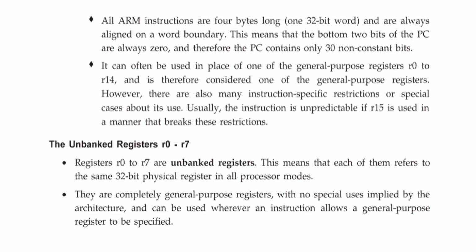If you go back, sorry, I can't seem to go back. Anyways, you can go back in your video and see that registers R0 to R7 fall in the category of general purpose registers, but are called unbanked registers because they can be used in the same way for all processor modes.